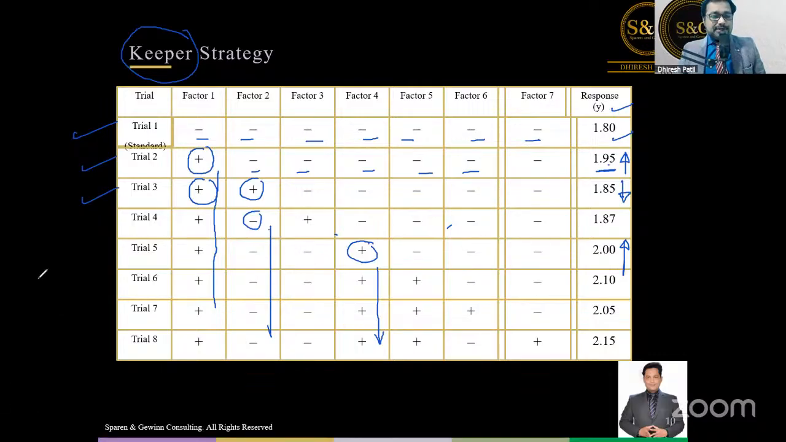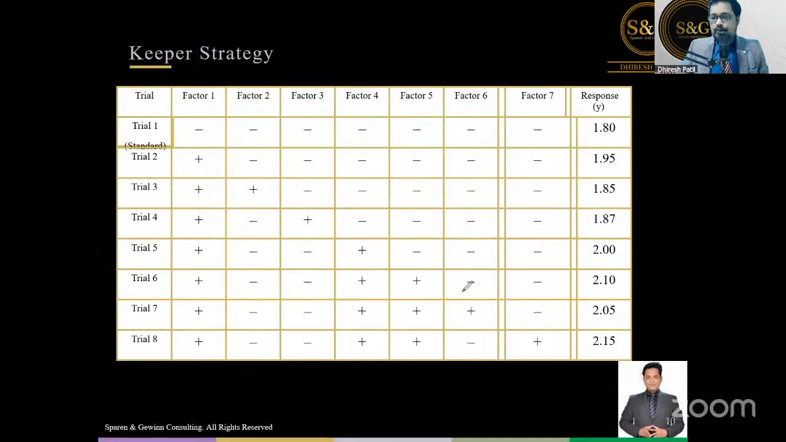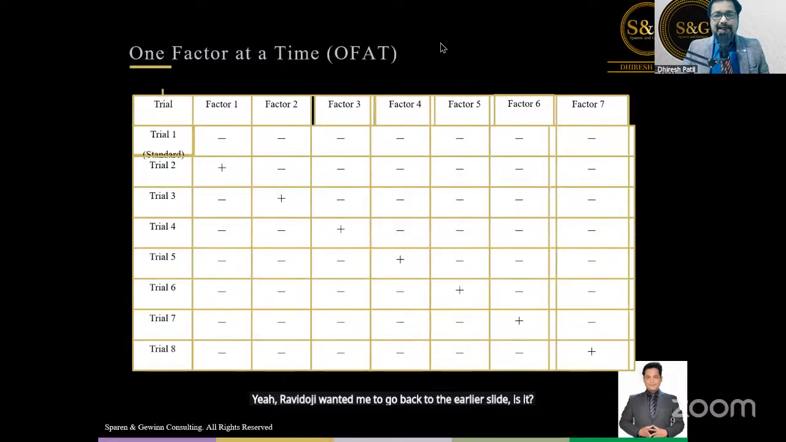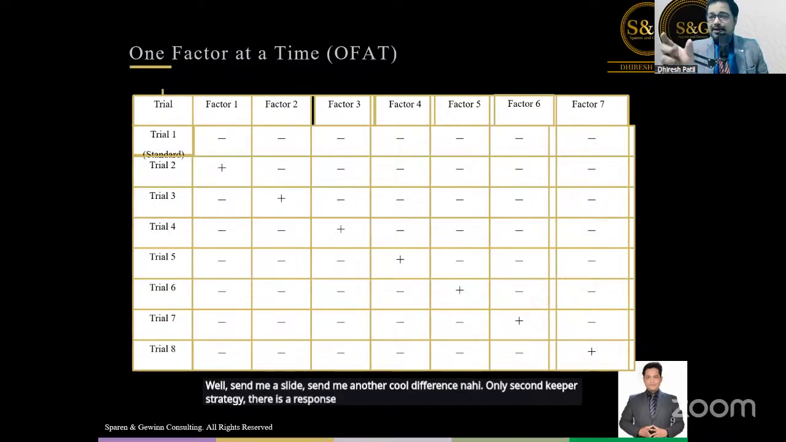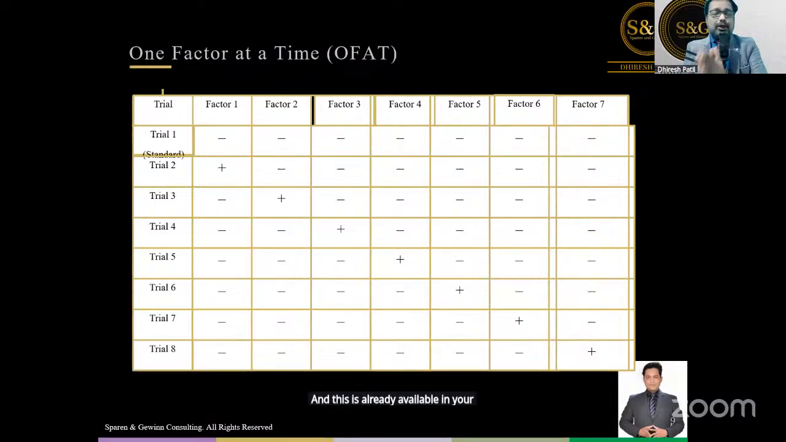Are you clear with this? Yeah, Ravindra ji, you wanted me to go back to the earlier slide, is it? See, this OFAT slide is the same, not much difference. Only in the second, keeper strategy, there is a response given so that you can check what is the impact. And this is already available in your black belt curriculum design of experiment. We are going through the slides of your black belt curriculum.